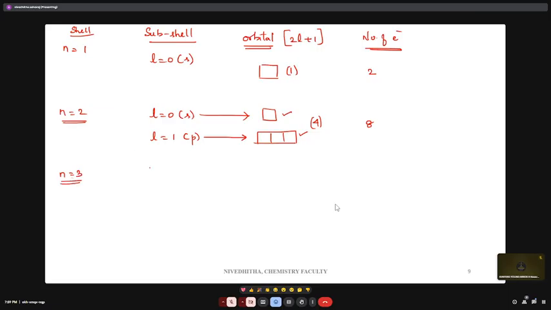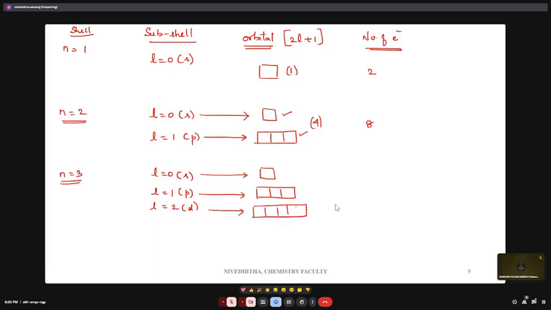So in the third shell, I have 3 subshells, which is l is equal to 0, l is equal to 1, and l is equal to 2. So this is s, this is p, and this is d. Could you please tell me how many orbitals are there in the s subshell? It is 1. Number of orbitals in the p subshell is 3. And number of orbitals in the d subshell is 5.